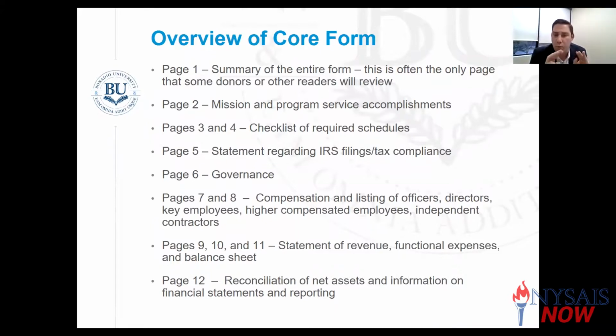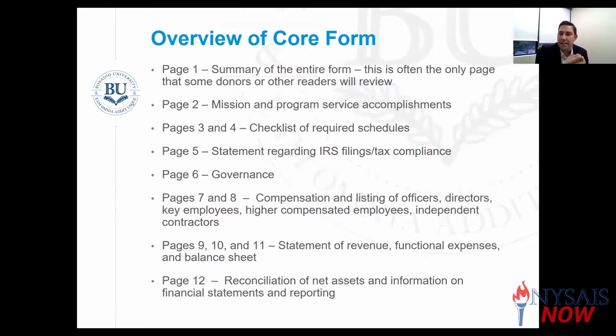The other reconciling item that we often see is your financial aid, which on the financial statements is often netted against the tuition revenue. So you often see only one number, but on the 990, you need to break that out separately.